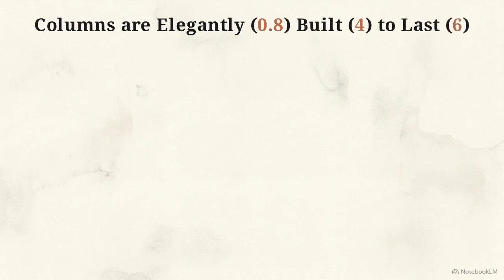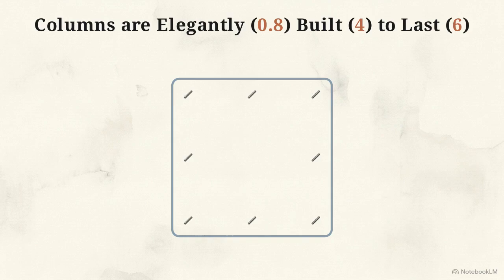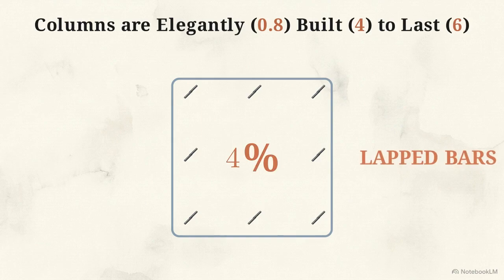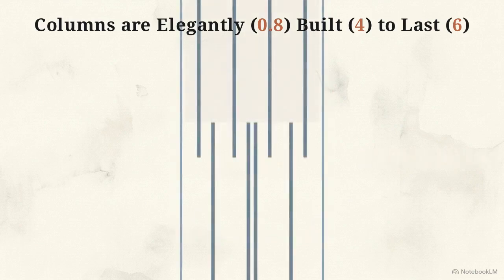Columns follow their own parameters, summarized as columns are elegantly 0.8 built for to last 6. This graphic shows a top-down view of a rectangular column packed with the maximum 6% steel limit. That 6% limit is only legally permitted when bars are continuous. The moment those bars are lapped or spliced together, the allowable limit aggressively drops down to 4%. Overlapping bars instantly doubles the steel volume at that specific joint.